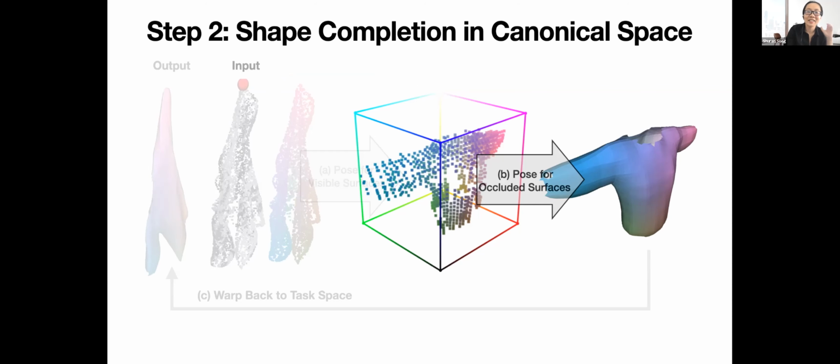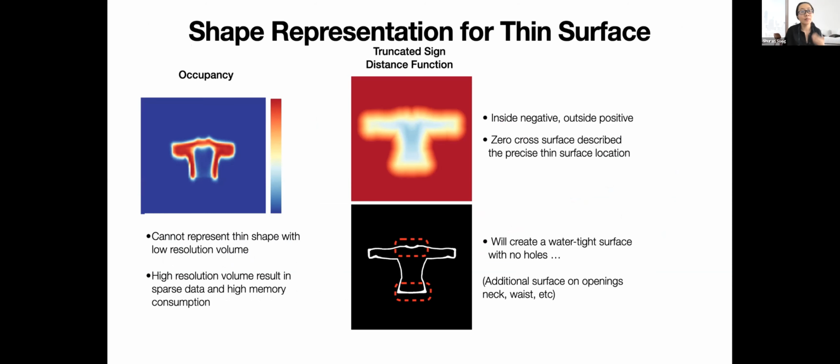So the task of shape completion for rigid objects is actually a very well-studied problem with many existing algorithms. However, for garments, because they're thin 3D structures, it's a bit tricky to select the right 3D shape representation. For example, the typical occupancy grid is obviously not a good choice for representing thin surfaces, since its accuracy is limited by the voxel resolution.